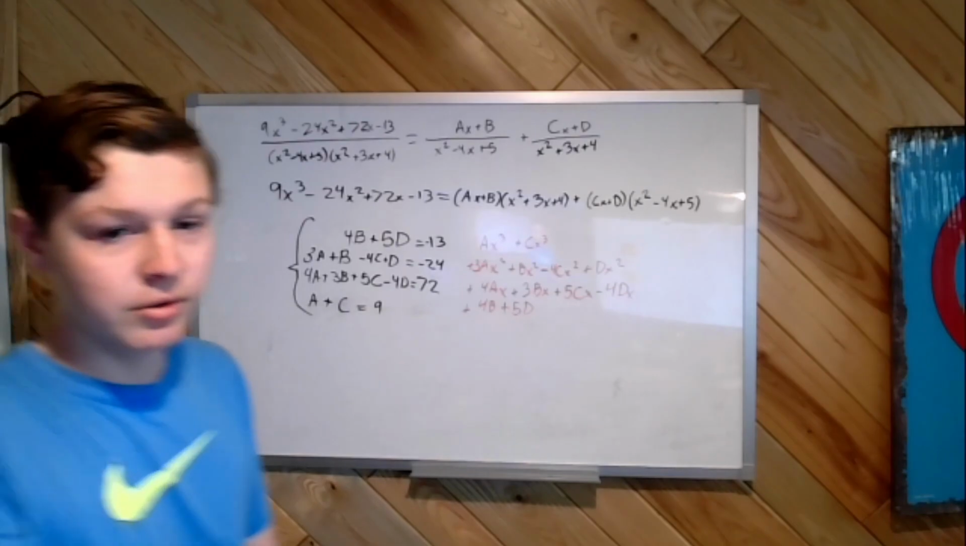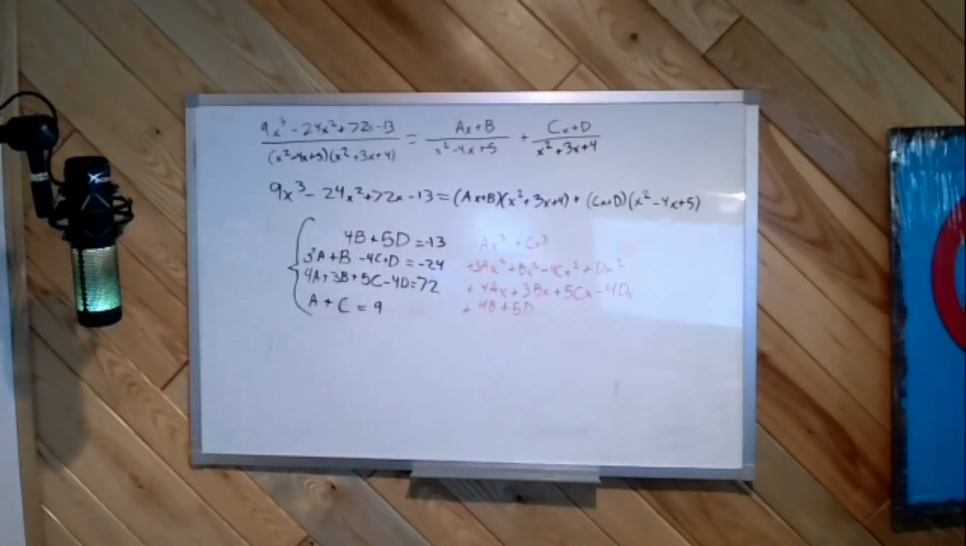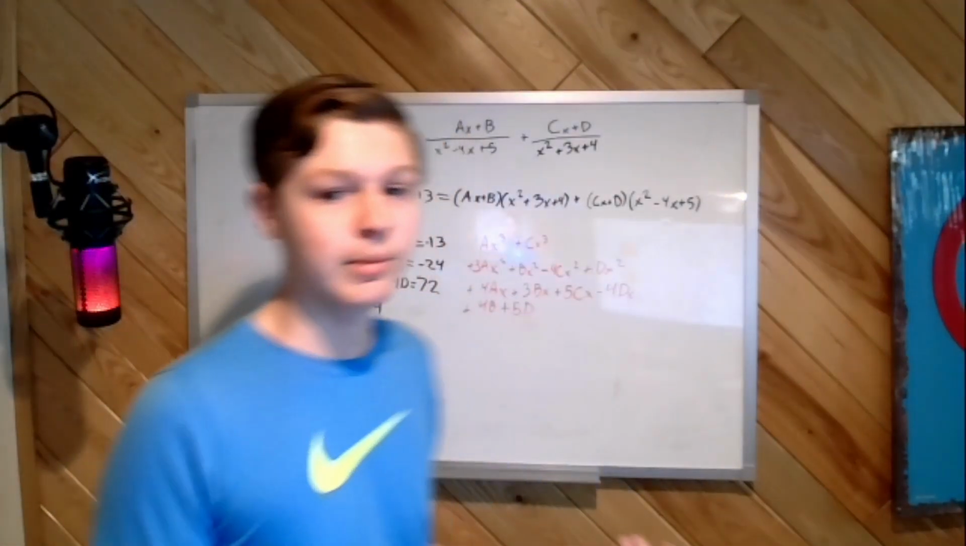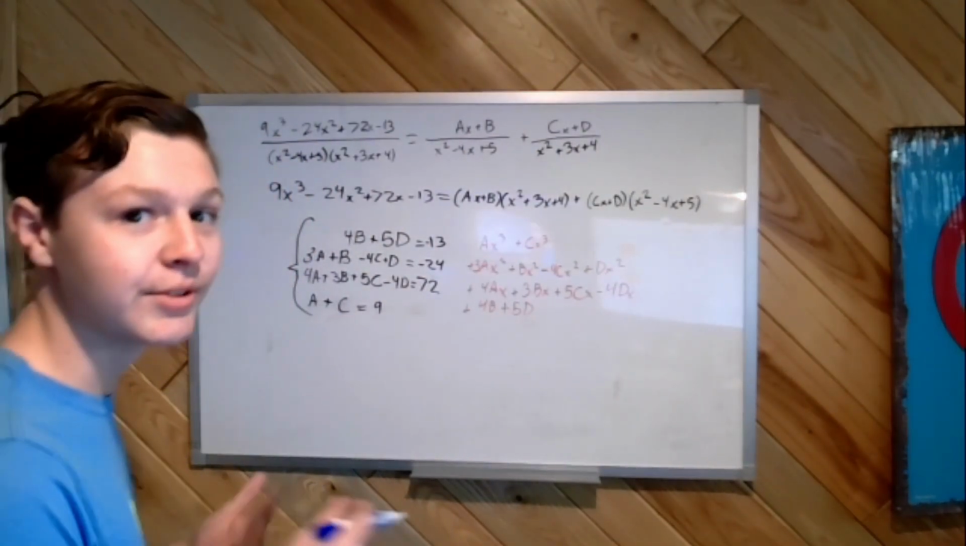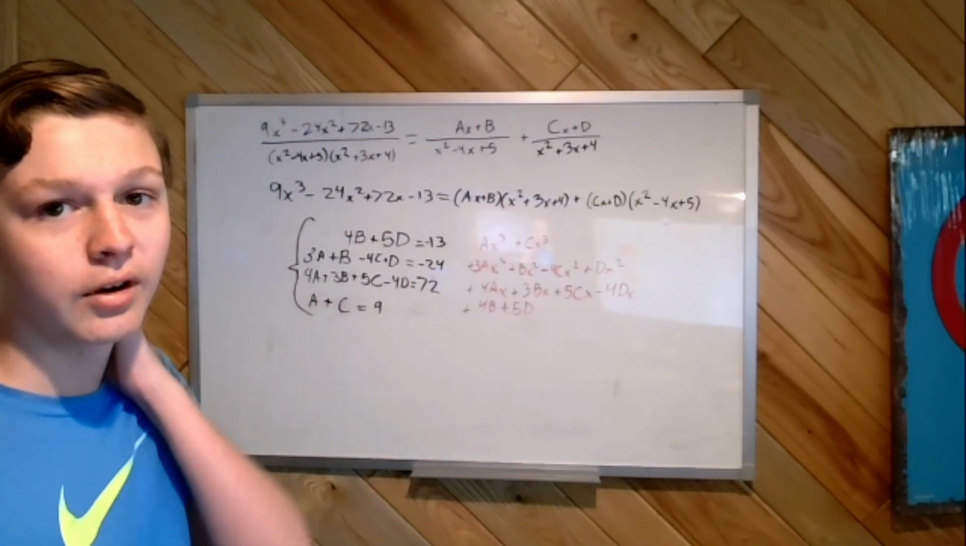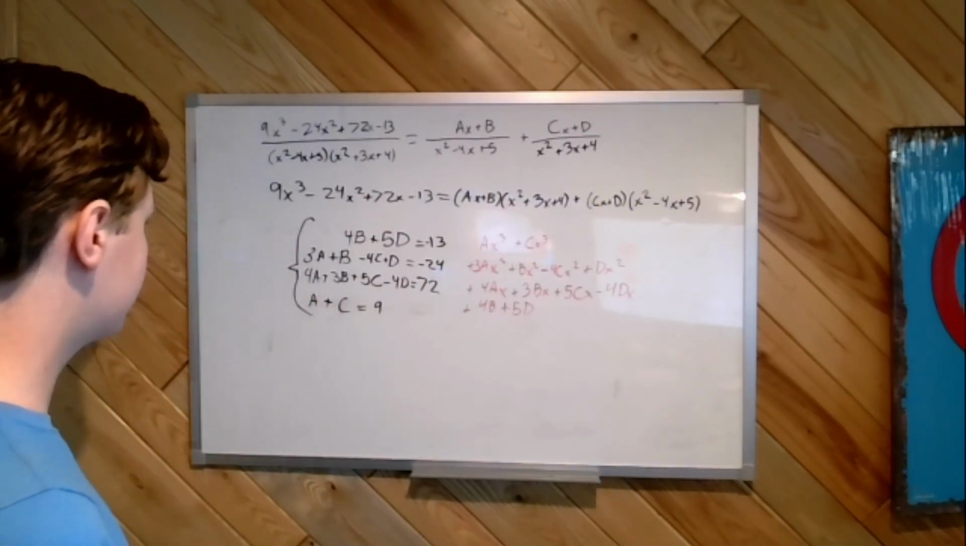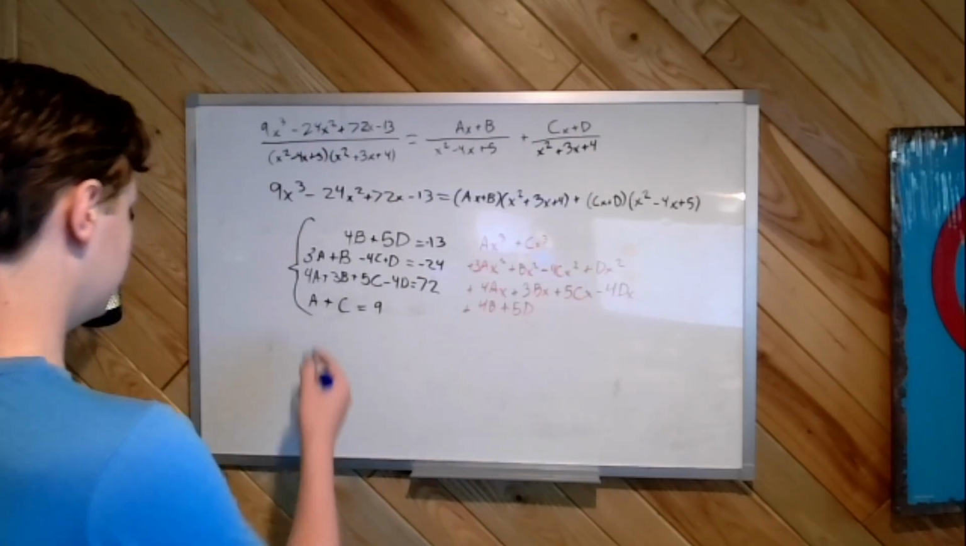Let me get out the blue marker. Alright, so we can use Gaussian elimination. This is going to be very fun. So it's a 4x4 matrix because we have 4 variables. This is going to be very interesting.